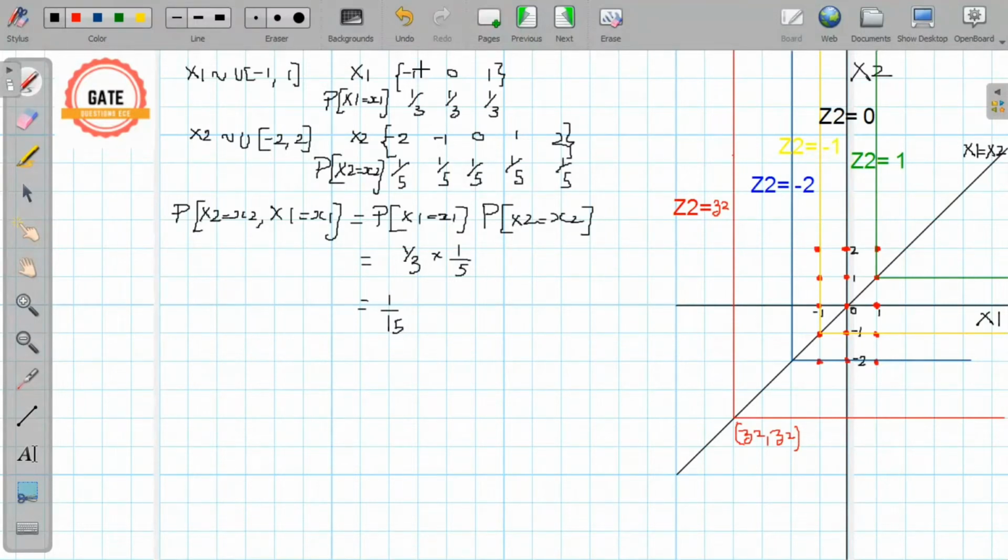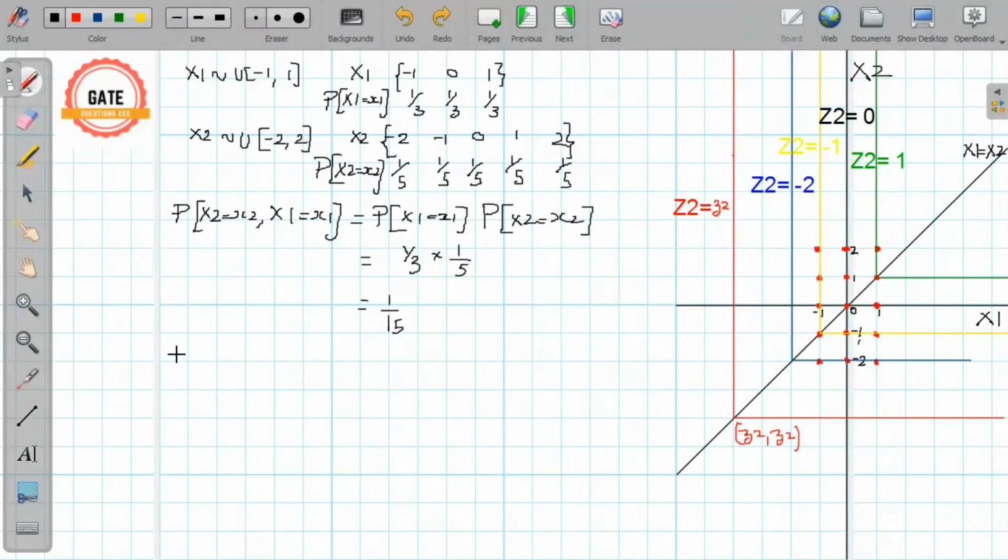So when x1 is -1, x2 can take 5 values. These 5 values correspond to these 5 red dots in this x1, x2 plane. When x1 is 0, x2 can again take these 5 values, so these 5 ordered pairs correspond to this case. When x1 is 1, x2 can take these 5 values, so we get these 5 ordered pairs in this case. So the joint probability for all these 15 ordered pairs will be 1 by 15.